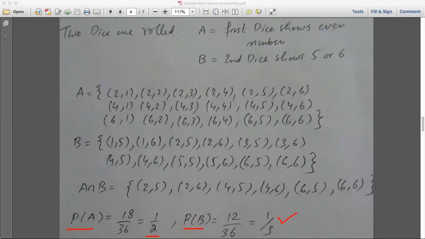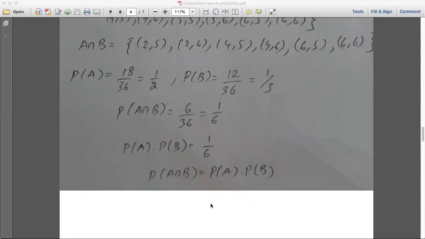And we can easily see what is the probability of A intersection B. How many elements in A intersection B? There are 6 elements. तो 6 by 36 ये आ जाएगा. Okay, 6 by 36. इसको अब हम सिंप्लीफाई करेंगे. तो हमारे पास probability of A intersection B क्या आ रही है? You can see probability of A intersection B is 1 by 6.